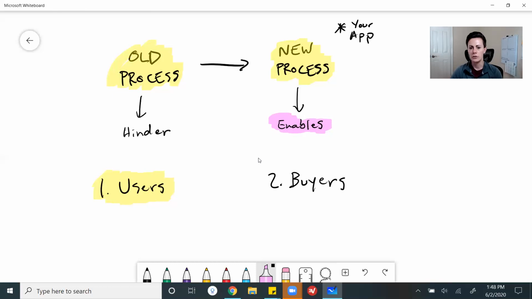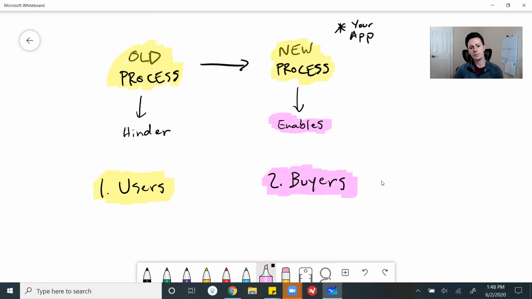We could keep going and just listing out features. Those are for the users, but the new process enables outcomes, right? All of those features actually lead up to certain outcomes. Those outcomes are the things like saving time, saving money, right? Making money. So those enablers, those are for the buyers, okay?